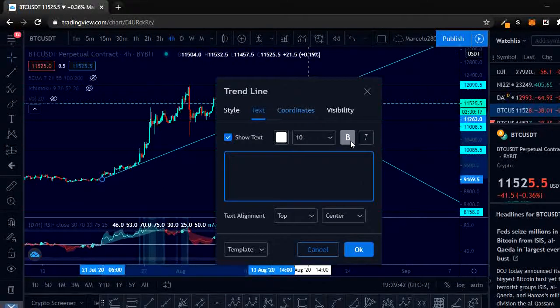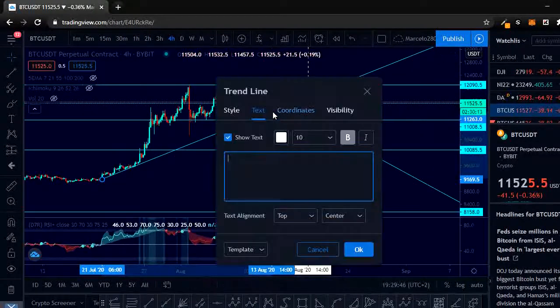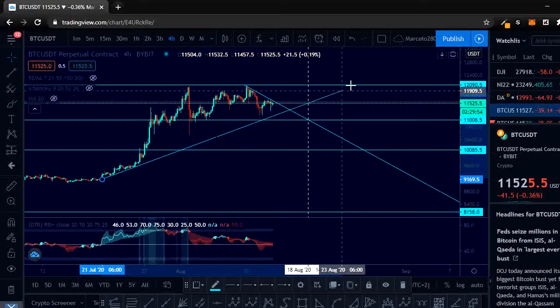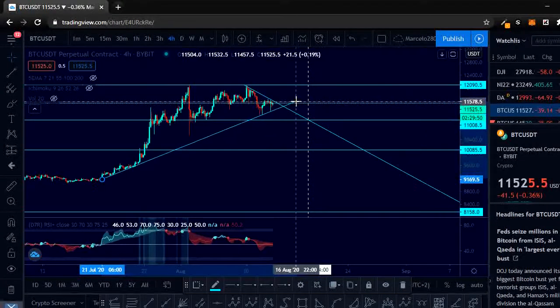If you don't want to extend your lines, you simply double click on your line and you go into style and you take off extend right line. So you can extend the line either to the left or to the right. I usually extend to the right because that's where the trend generally goes. It goes from left to right. So if you don't want to extend, you simply deactivate that function and you have control over your line there.